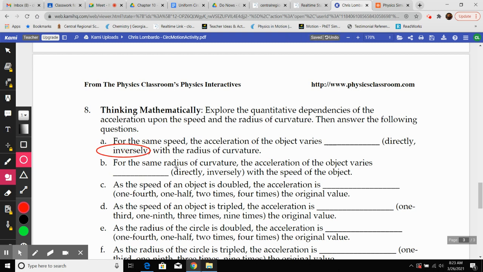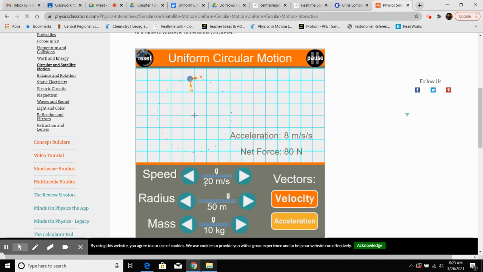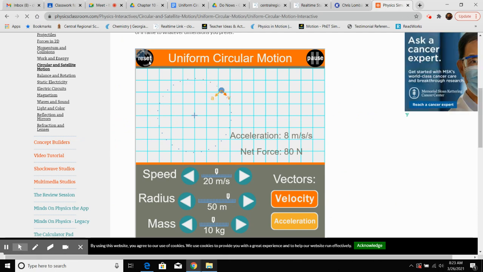So now we're not going to touch the radius. Let's see what happens to the acceleration as we change the speed. Keep the radius the same. Now let's change the speed. Let's reset this, turn both of them on, and hit start.